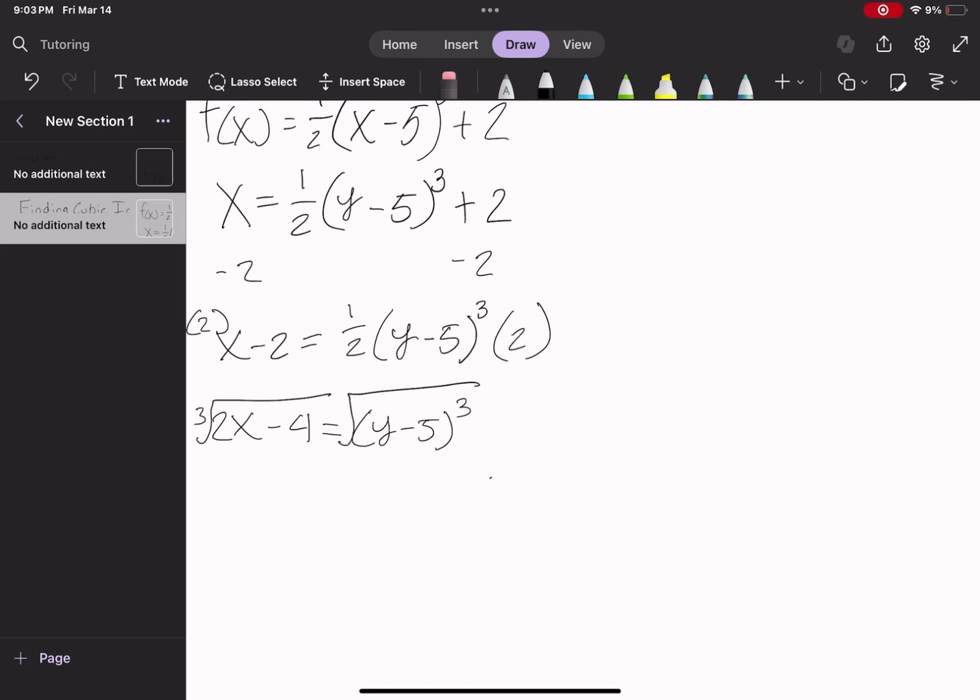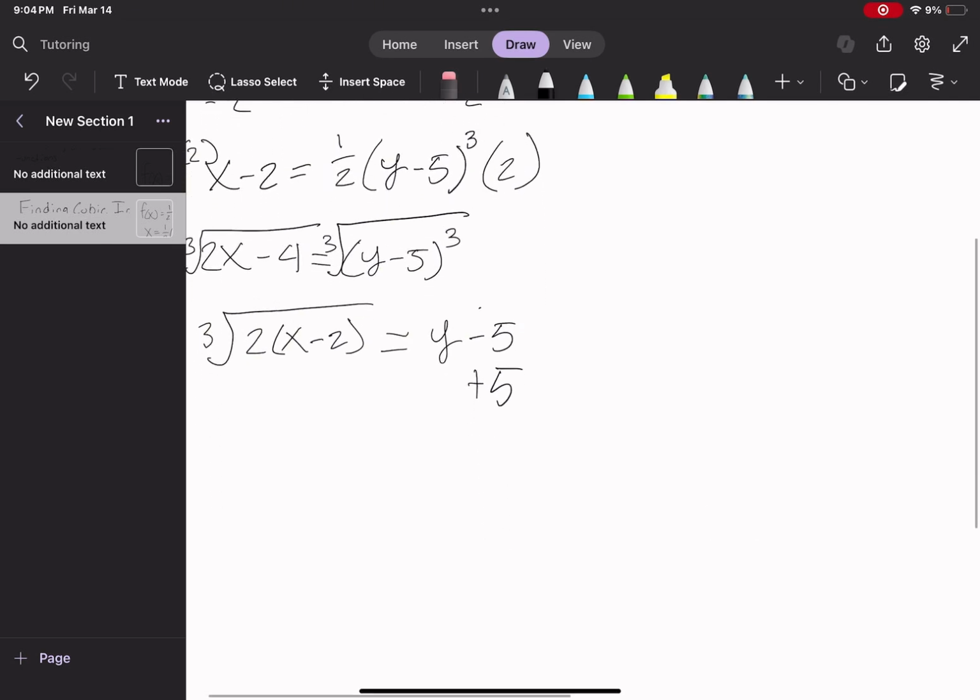So now we're going to get the cubic root of both sides. The cubic root of 2(x minus 4) is equal to y minus 5. And just like I said, I did factor it back out, so it looks like 2 times (x minus 2). So now we're going to add 5 to both sides. So it will now be the cubic root of 2 times (x minus 2) plus 5 is equal to y, or f inverse of x.